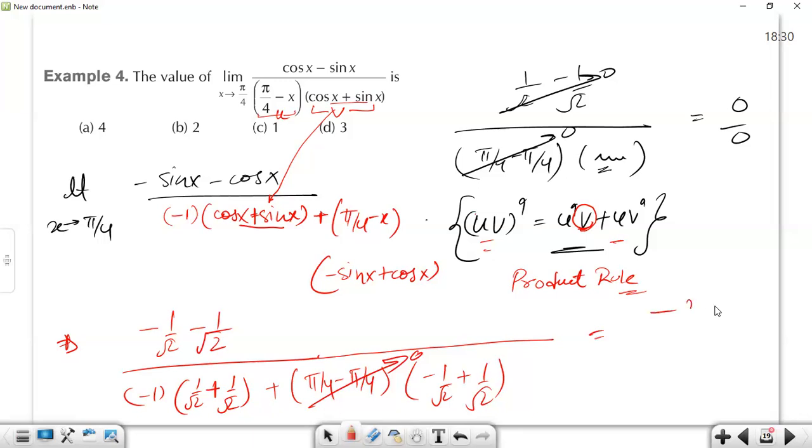Now this will become minus 2 by root 2, here minus 1, and this will become 2 by root 2. This is 0, so plus 0. So we can cancel it here, minus minus. The answer comes out to be 1, which is option number C. Is the question clear to everyone? Yes, sir. Okay, great.